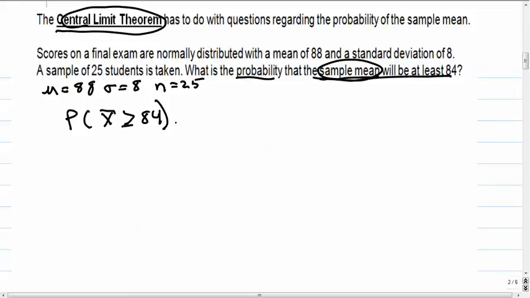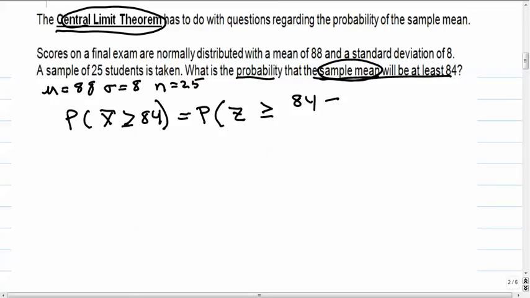In other words, this is going to be equal to the probability that z is greater than or equal to 84 minus, hold on. Okay, apologize for being interrupted, so I hope I can get back to where I started off.